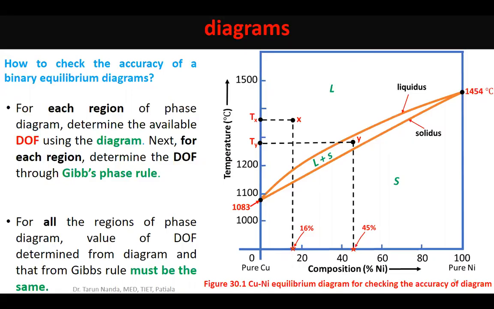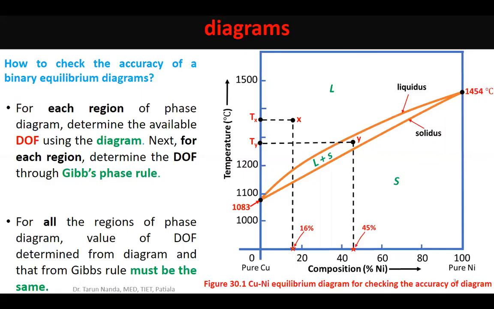you might have made some errors during the time of experiments, or during the time of data collection, or maybe during the time of construction, or maybe during the time of interpretation, etc., etc. So because these equilibrium diagrams that we have been drawing are being largely drawn through experimental data, it becomes important that we check the correctness of such diagrams.